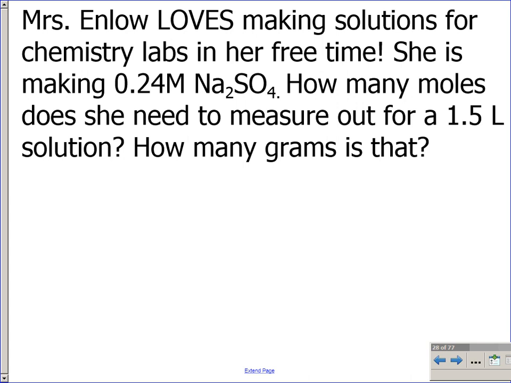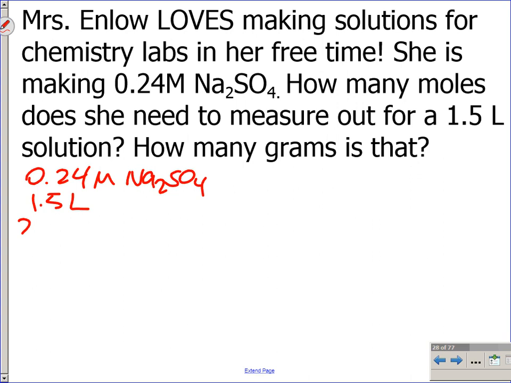0.24 molar of what volume? 1.5. Okay, so I've got a lot of givens here to work with. This one's the one to write down if you're somehow not writing anything else down. 0.24 molar sodium sulfate, and I'm making this concentration at what volume? 1.5 liters. And what's the first question asking for?